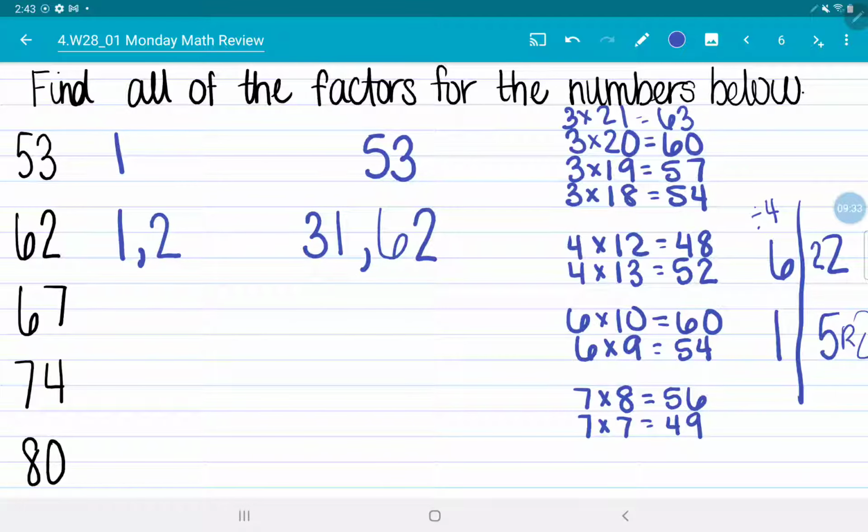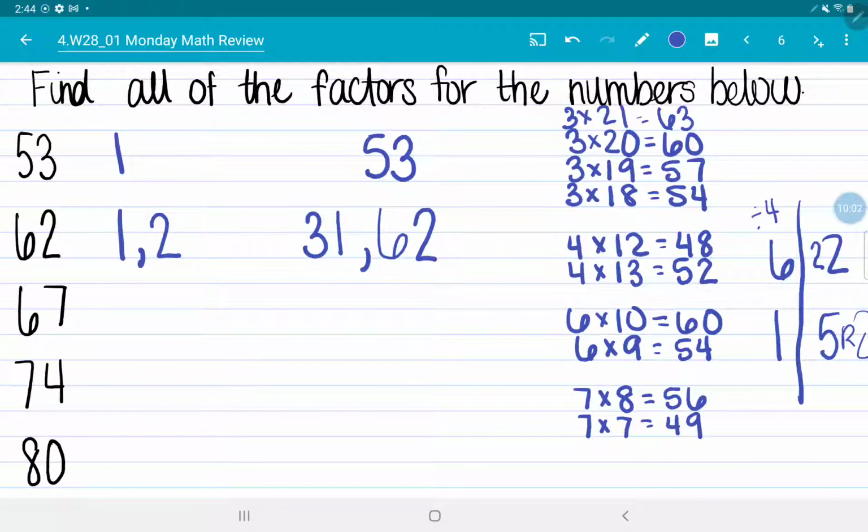9. Nope. 9 times 6 is 54, and then if we go up to 9 times 7, that would be 63. And that's 1 off. So that's not going to work. 10. Nope. It doesn't end in a 0. 11. Nope. It's not the same number. It's not 66. So that's not going to work.